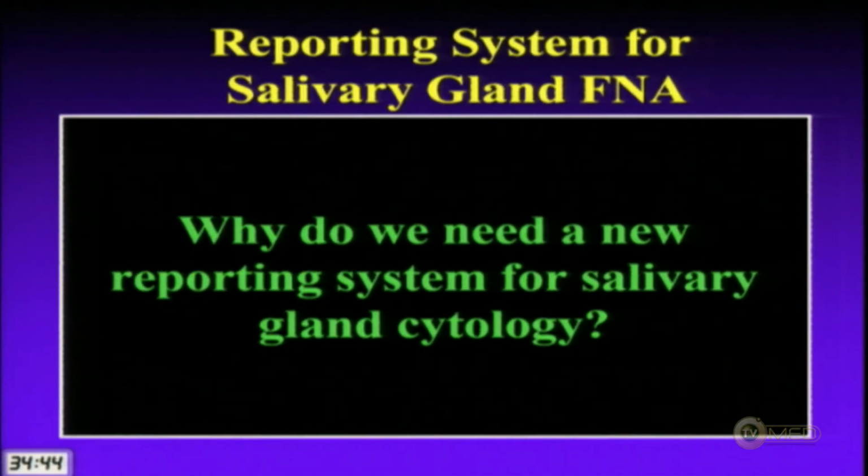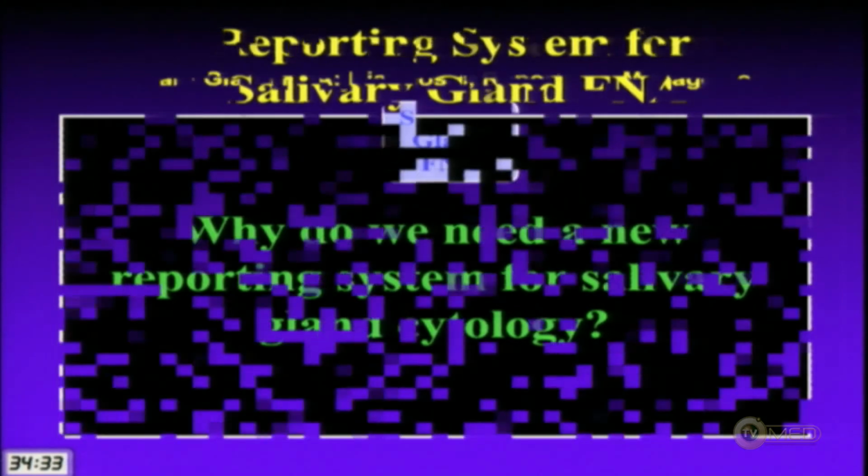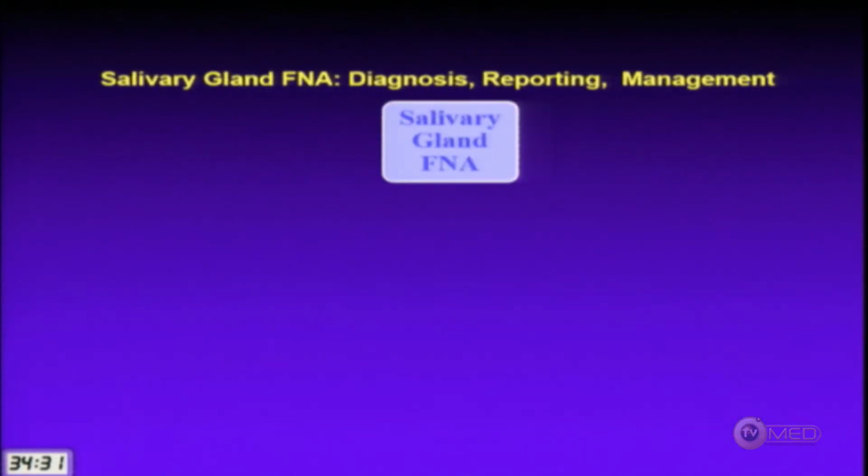All right, let's start talking now about this Milan system. So why do we need a reporting system for salivary gland cytopathology? Well, first of all, when we're thinking of diagnosing a salivary gland tumor by fine needle aspiration, there's diagnosis, there's reporting, and then there's management.